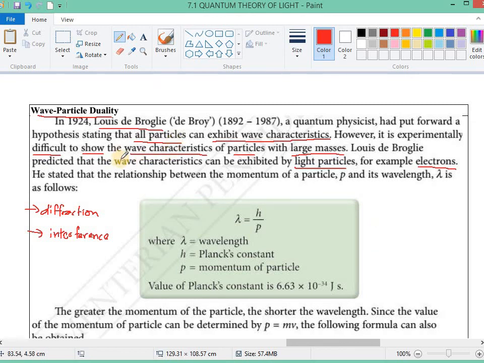So he stated that the relationship between the momentum of a particle and its wavelength is as follows. He says that the relationship between the wavelength and the momentum is inversely proportional. So how is it that he got this relationship? How is it that he got that an electron, which is a particle, has a wavelength?